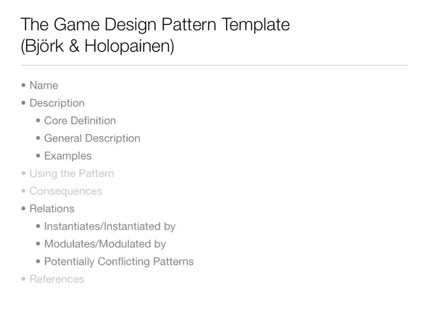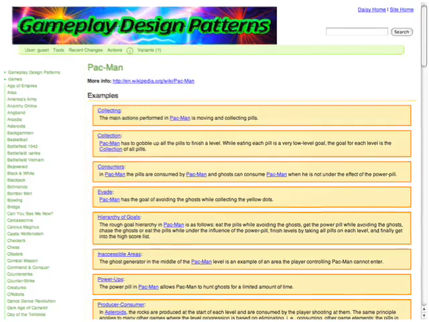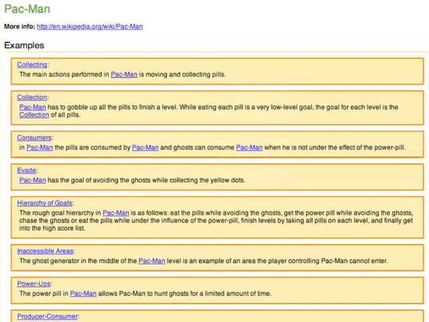So as to make this concrete, let's look at an actual example. This example is taken from the Gameplay Design Patterns website. You'll find the reference to that at the end of this podcast. And here we're looking at the patterns involved in the game Pac-Man. Okay, so we have a range of patterns. We have collecting, collection, consumers, etc.